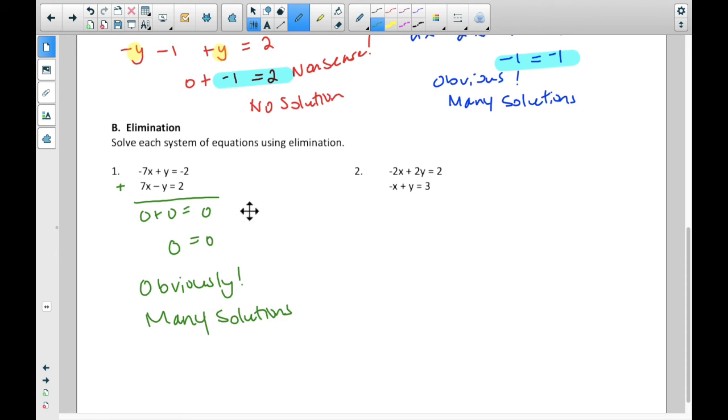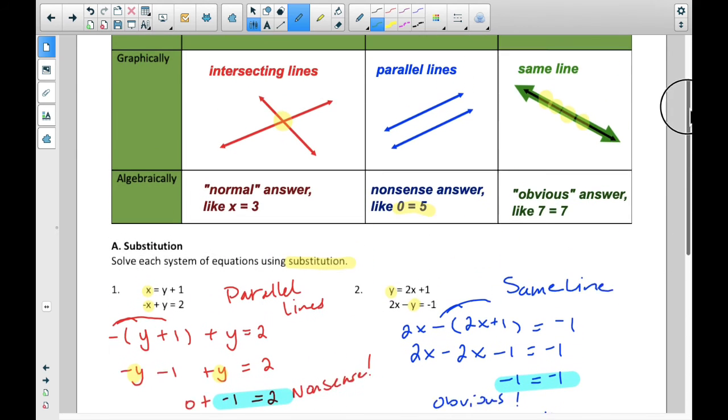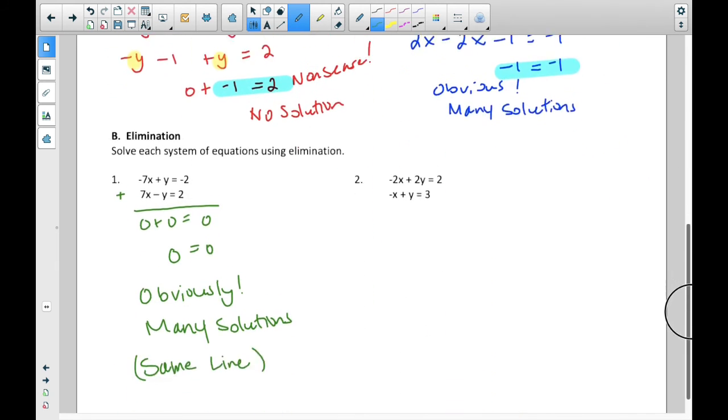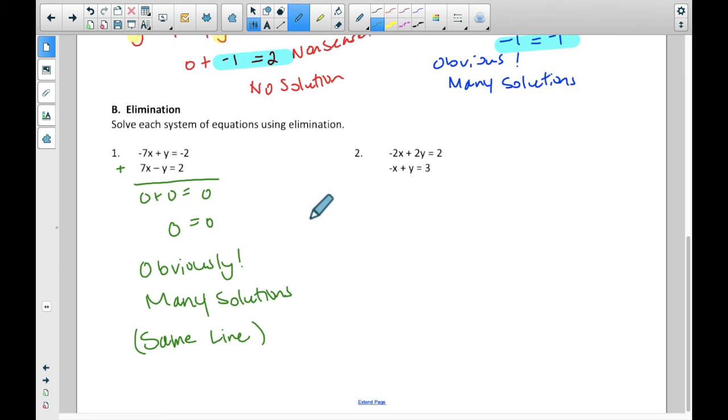And if there's many solutions, that means they're actually the same line. Sometimes people say infinite solutions, but I want to make sure that you know it's not infinite like every number in the whole world. It's just infinite because on that line there's infinite points. Let me show you again on our diagram. So we have this. It's like all of the points on this line are the answers. There's an infinite number of points on that line. So you could say infinite. I just like to say many because I think it's less confusing.